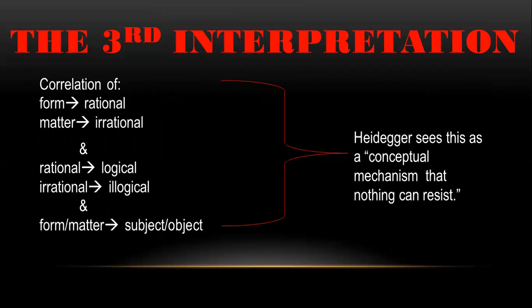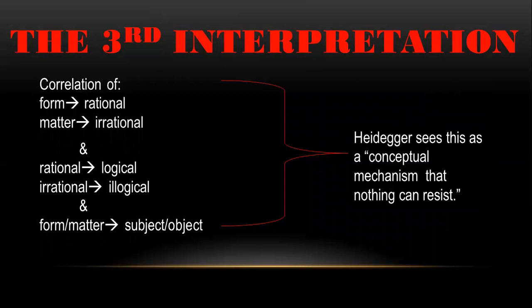So this third interpretation, right? Ultimately, what he's saying here, if it correlates form with the rational, that's the rational aspect, matter with the irrational, the brute stuff from which things are made, right? And it also couples what's rational with what's logical and what's irrational with what's illogical. And on top of this, we see form and matter as sort of a parallel or mirror to the subject-object. He says that this sort of conceptual mechanism is something that nothing can resist, right? That all things can be interpreted under this rubric.